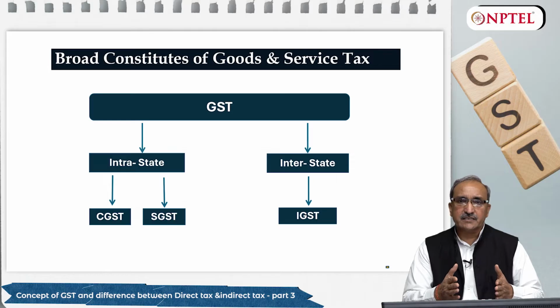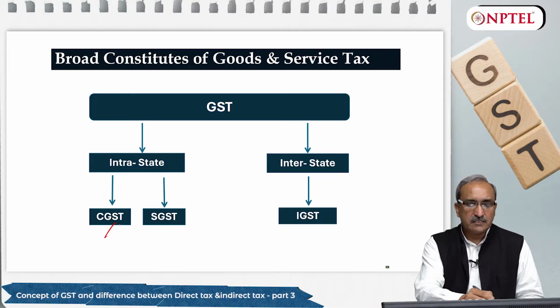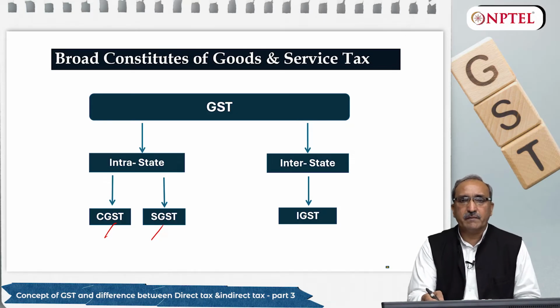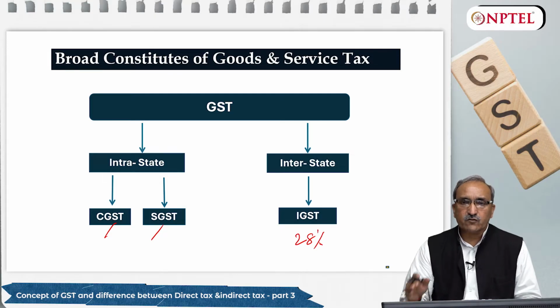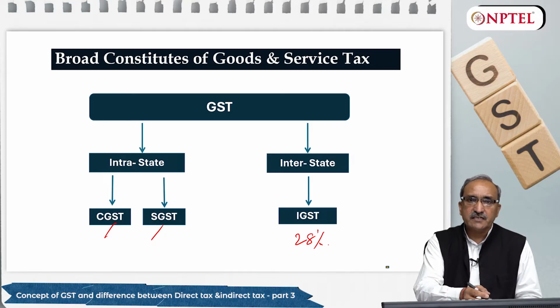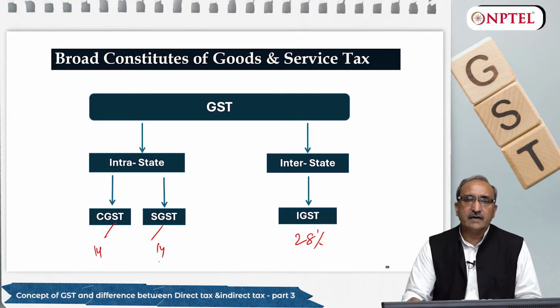So in an interstate transaction, IGST is applicable, and in an intrastate transaction, CGST and SGST are applicable. But the GST will be of the same amount. Means if your GST on a particular product is 28%, in case of interstate transactions, IGST will be charged at the rate of 28%. When the same transaction takes place within the state, means intrastate, then 14% CGST and 14% SGST will be charged.